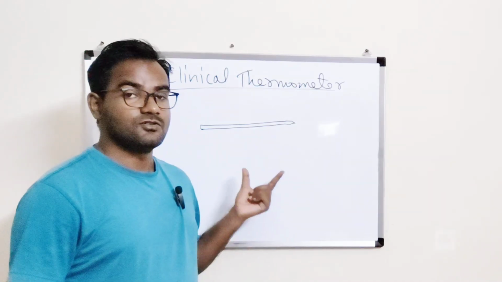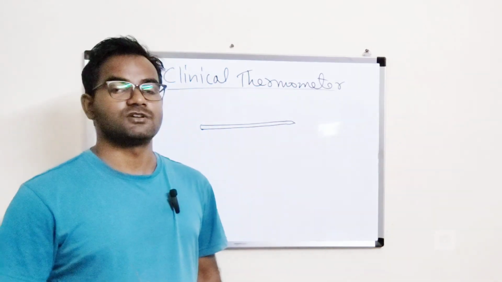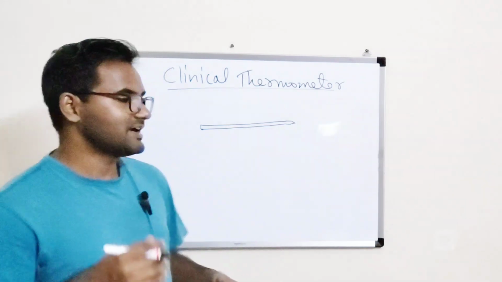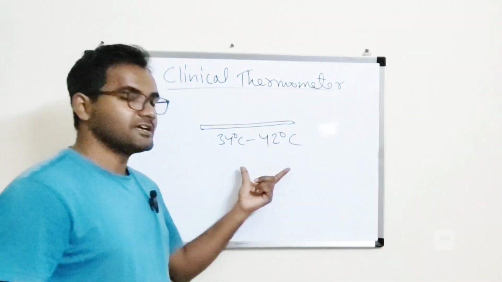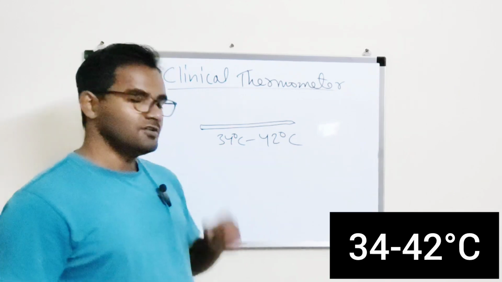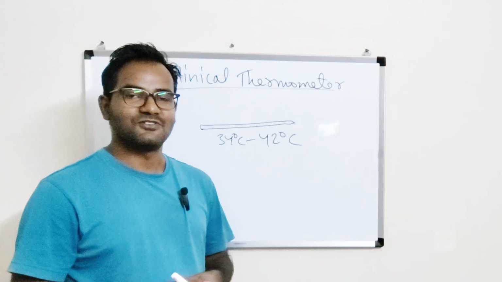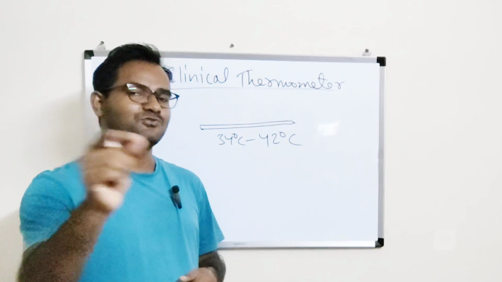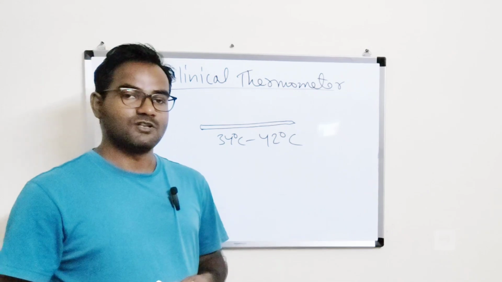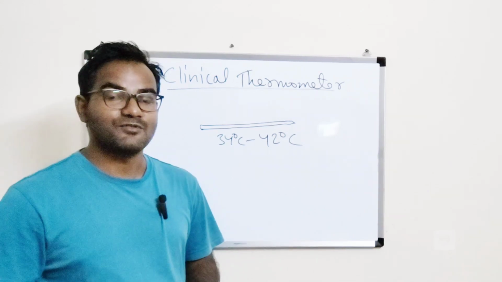Suppose this is your clinical thermometer. Now you have to understand what its range is, like how much it can measure, right? This clinical thermometer can measure the temperature only from 34 degrees Celsius to 42 degrees Celsius, alright. And what is the normal temperature of the human body? That you should comment in the comment section, alright. What degree do we have as the normal human body temperature? Tell me. And what is the room temperature?